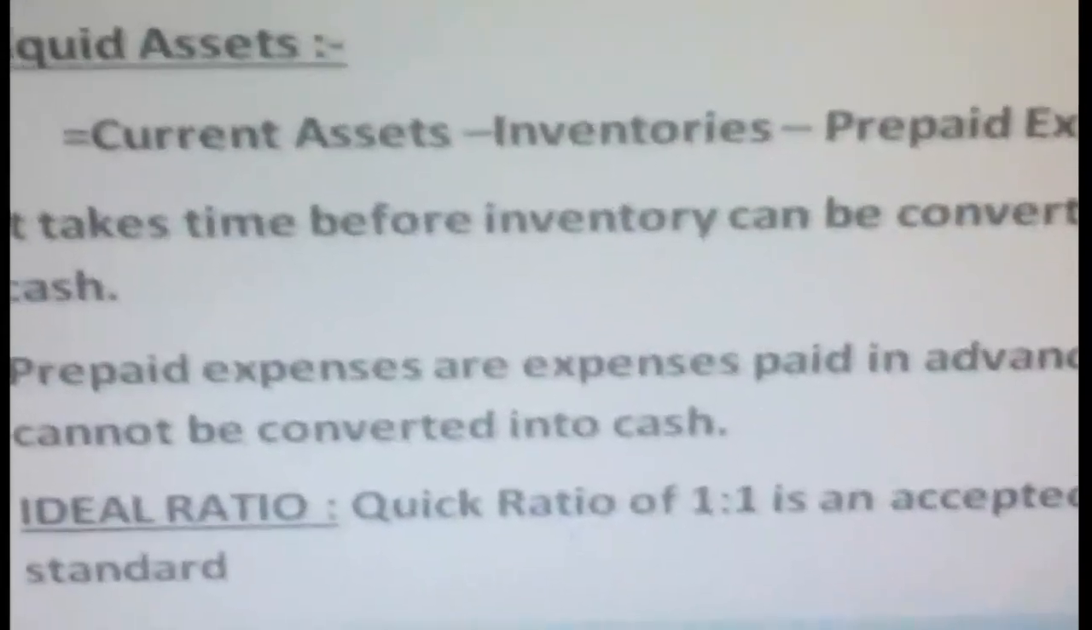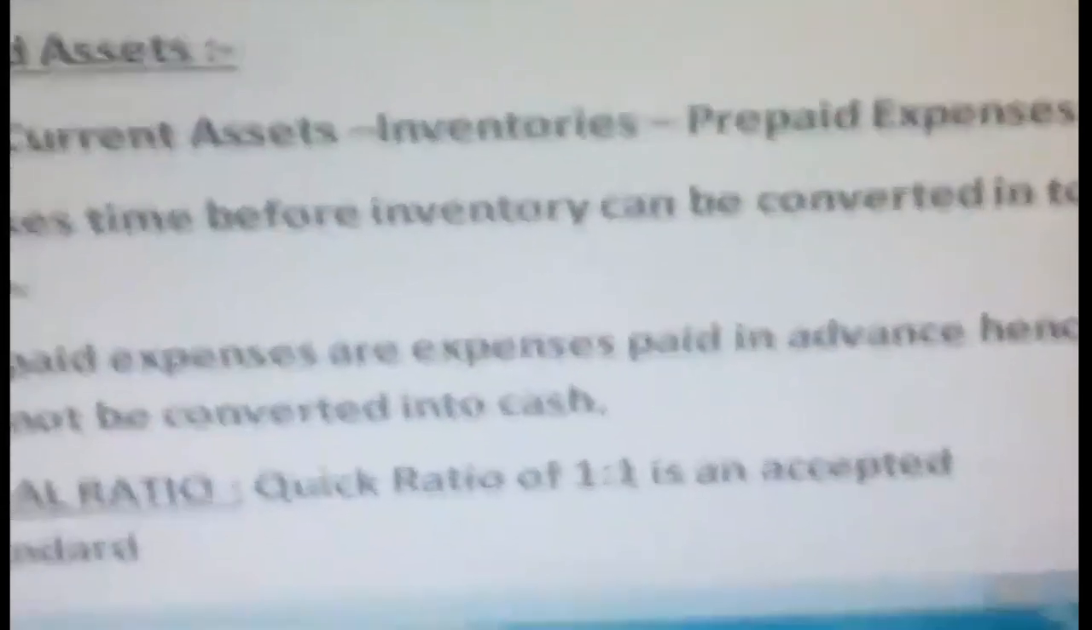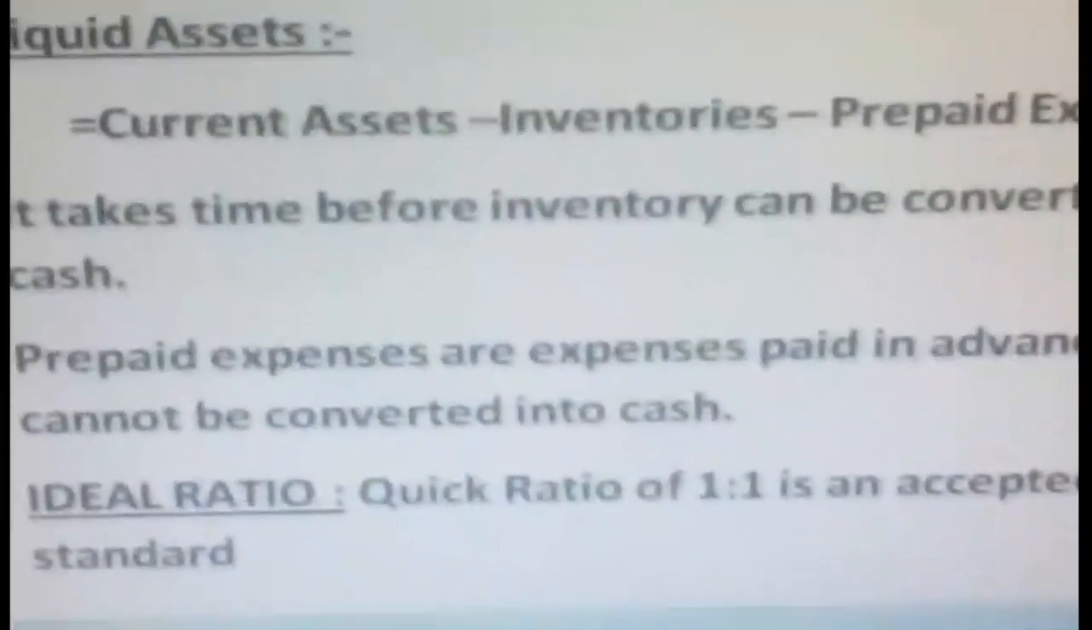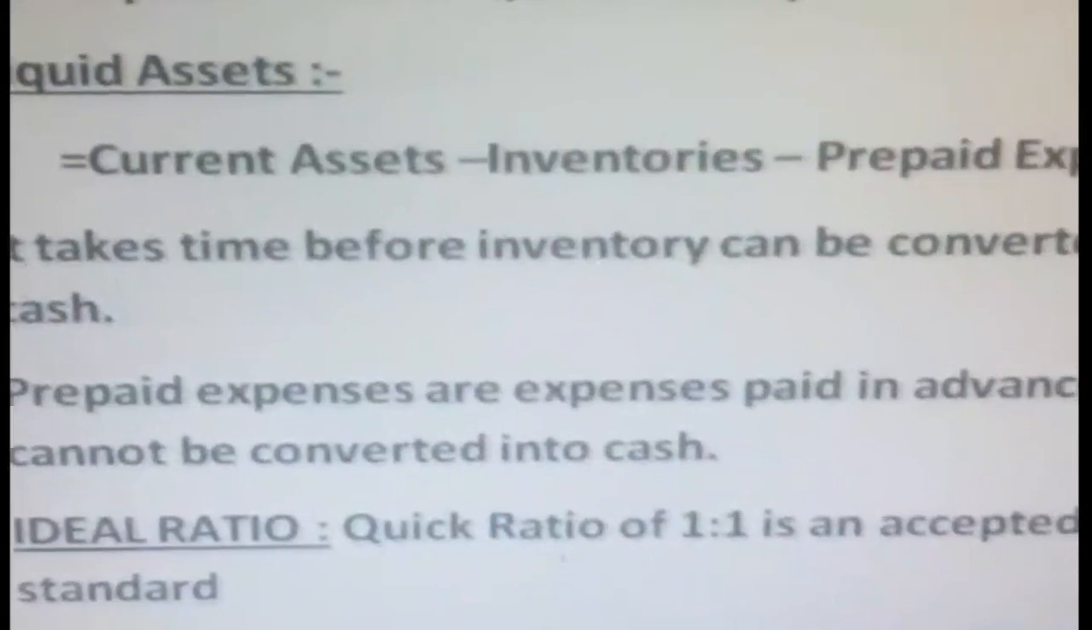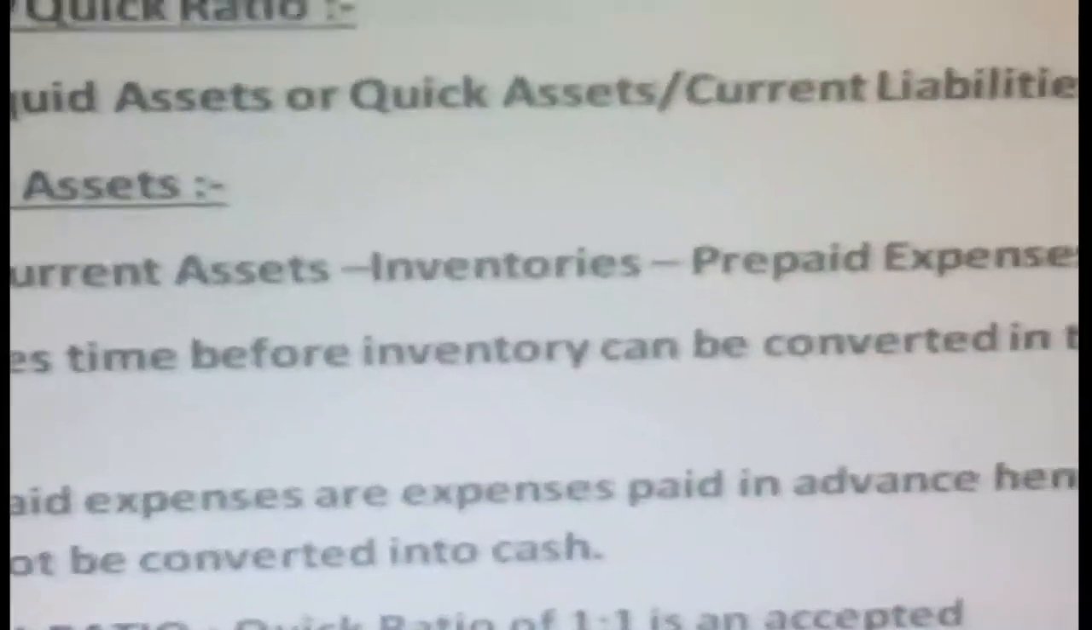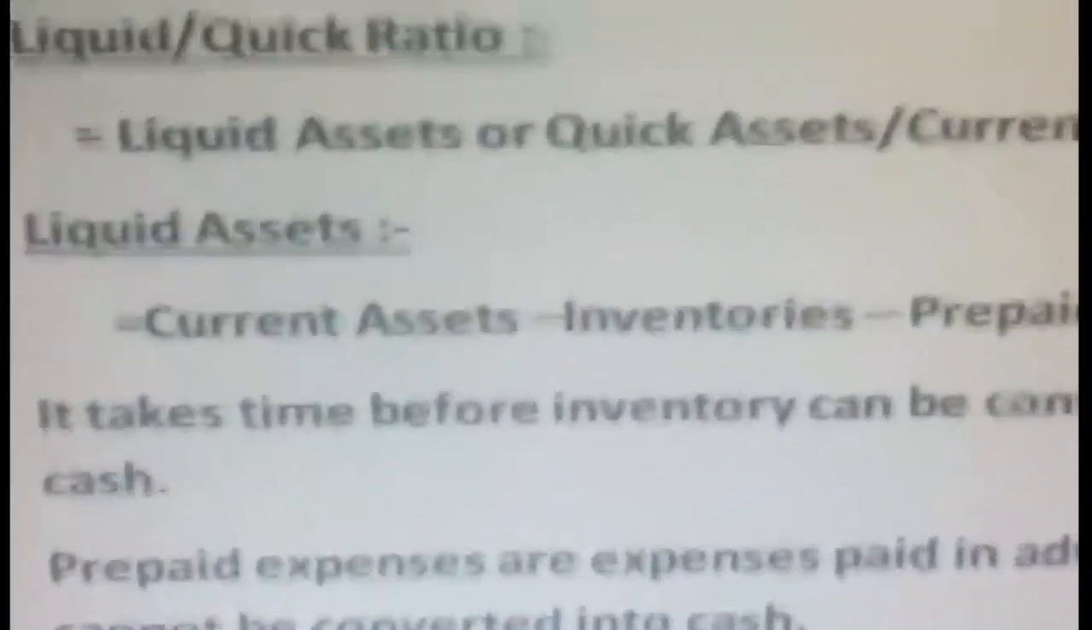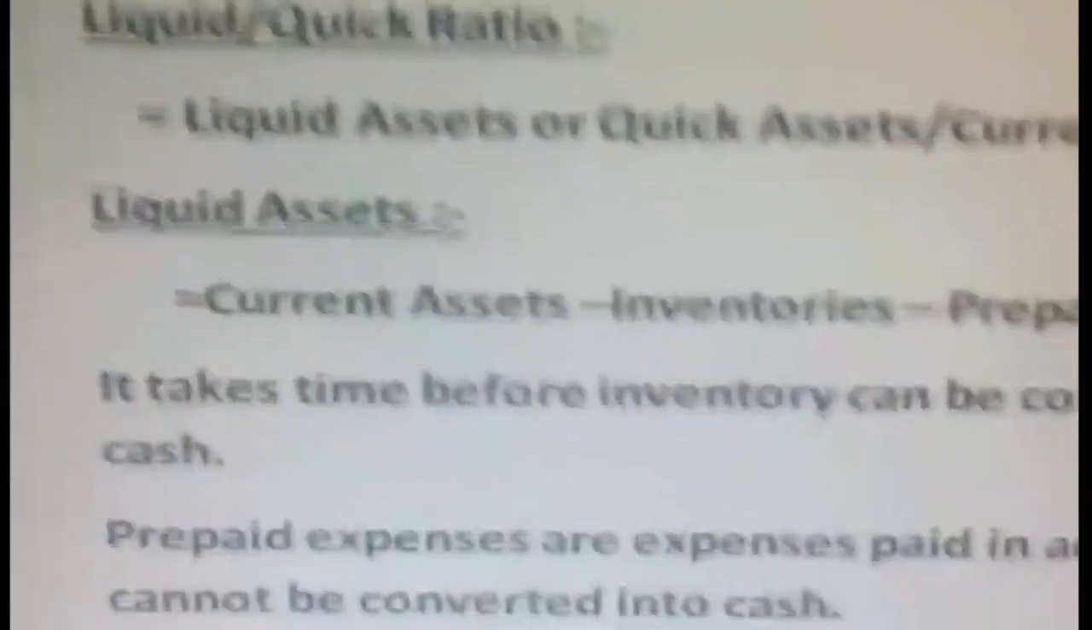Similarly, prepaid expenses also. What are prepaid expenses? The expenses paid in advance. So naturally they cannot be converted into cash. That's why you deduct inventories and prepaid expenses from the current assets, and you get liquid assets or quick assets. Okay, that is the idea.